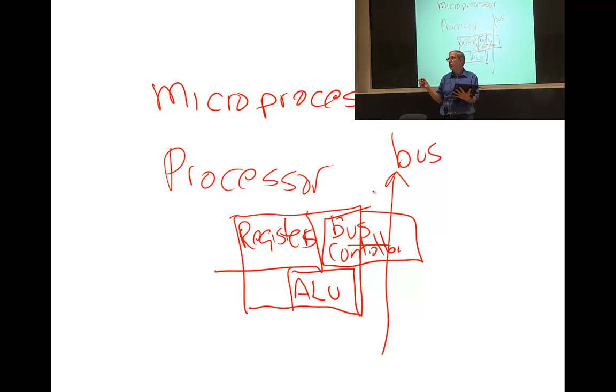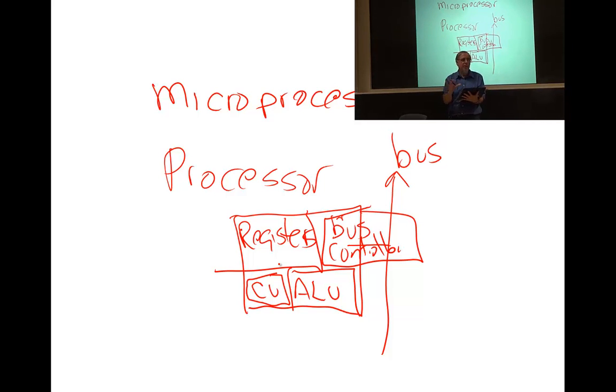We forgot the most important part. This whole thing is the CPU, and that is the actual control unit itself, the thing that's executing the instructions. All right, so that's a processor. And a microprocessor is just a small one. So an i7 is a microprocessor.